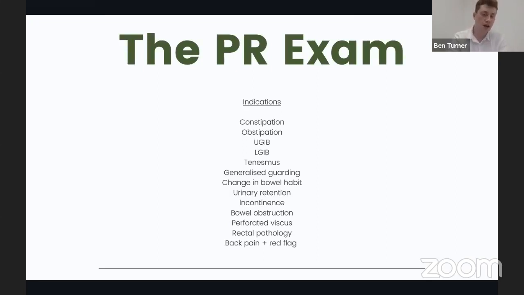Overall, the PR exam can seem a little scary to have to do, but it's relatively simple, and patients don't mind. Patients are quite aware that when something's going on with their bowel, they may have to have this exam. So no one's going to be cross at you for having done one, but if you haven't done one where it's indicated, it could be tricky.